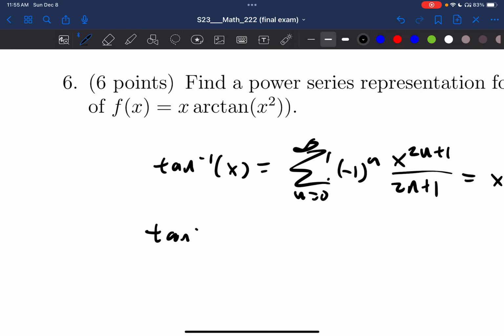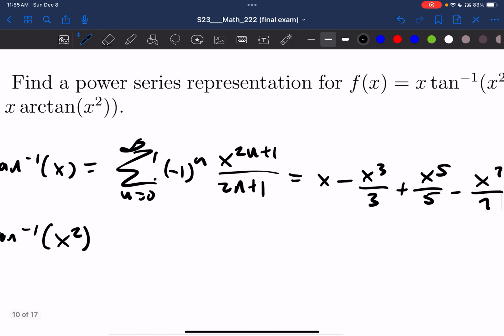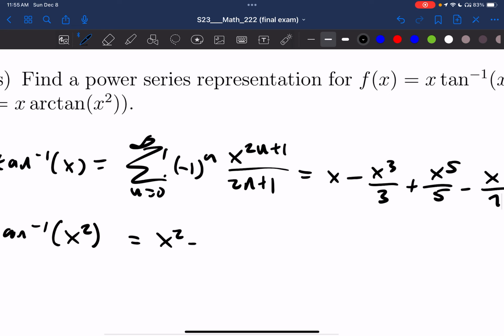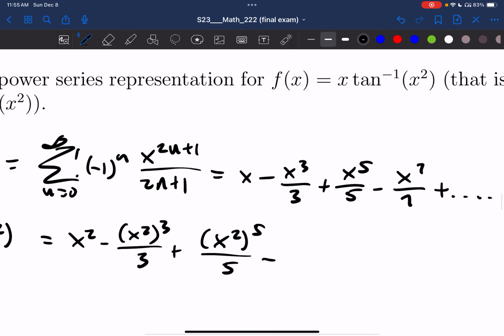So, in this case, we have arctan of x squared. So every single x we see, let's replace that by x squared. So the first one is x squared minus x squared to the third power divided by 3 plus x squared to the fifth power divided by 5 minus x squared to the seventh power divided by 7 plus dot dot dot and so on.